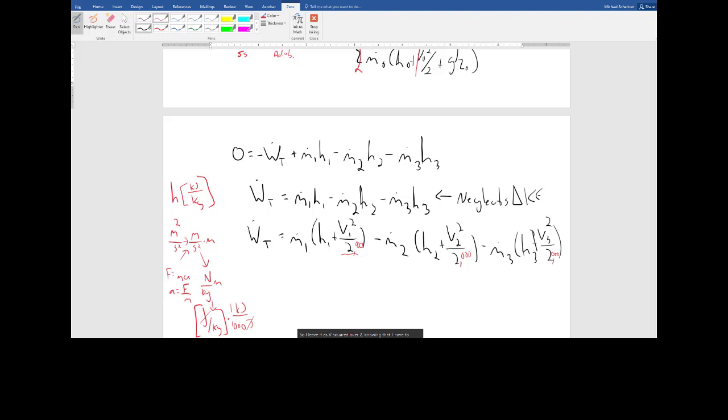From the previous problem, if I remember correctly, we know the mass flow rate at 1 was equal to 11.1 kilograms per second. The mass flow rate at 2 was 20% of that, or about 2.2 kilograms per second. And the mass flow rate at 3 was 80% of that, which was about 8.9 kilograms per second. So we know all of these mass flow rates.